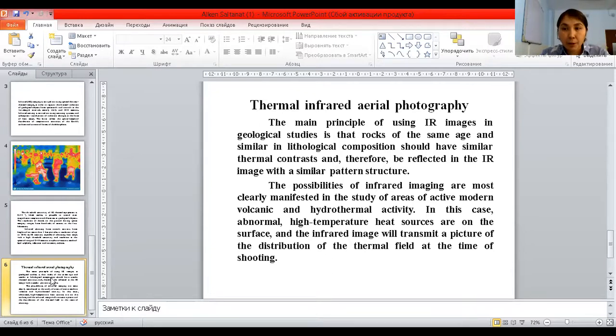The main advantage, the possibility of infrared imaging, is most clearly manifested in the study of areas of active modern volcanic and hydrothermal activity. In this case, abnormally high temperature heat sources are on the surface, and the infrared image will transmit a picture of the distribution of the thermal field at the time of shooting.